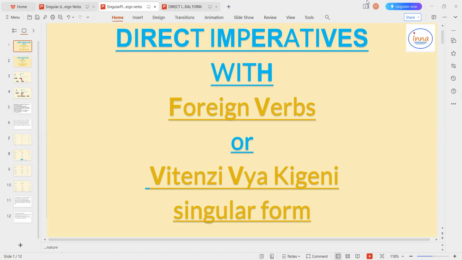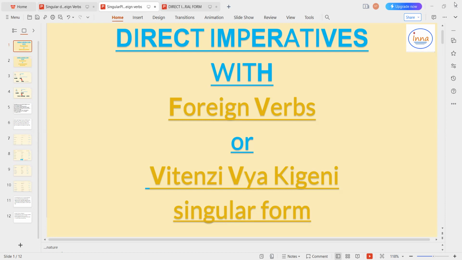Direct imperatives can also be said as a broad form of imperatives, so they can suitably be used with one's subordinate. So they are also abrupt form of imperatives. We have direct imperatives in singular form and plural form. Like I said before, today I will start with direct imperatives in singular form by using foreign verbs.